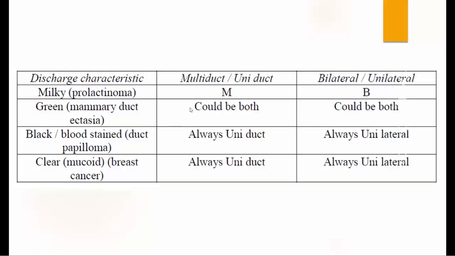Character of discharge per nipple: if milky, prolactinoma; if green, mammary duct ectasia; if black or blood-stained, duct papilloma or carcinoma; clear mucoid may be breast cancer.